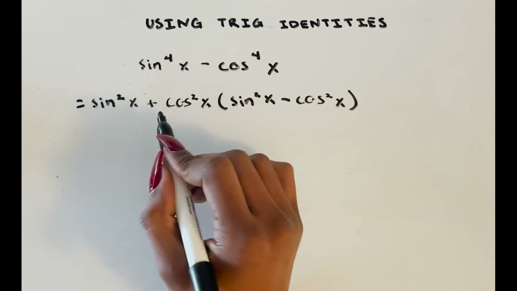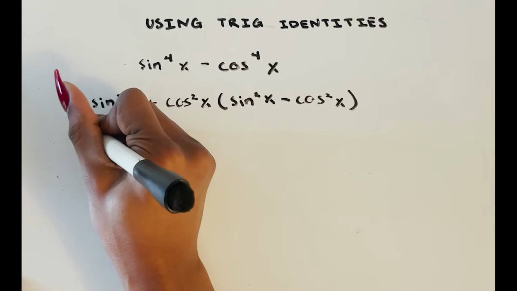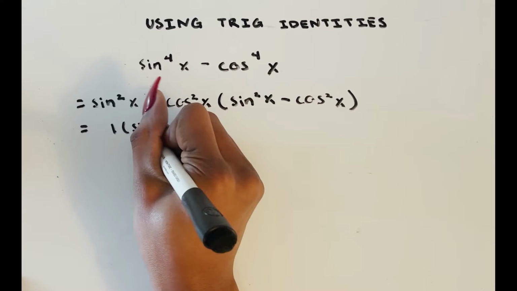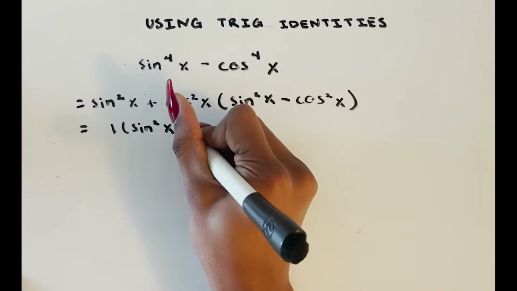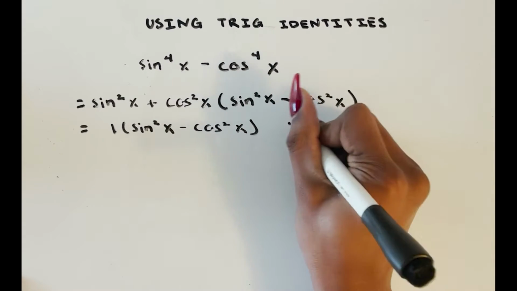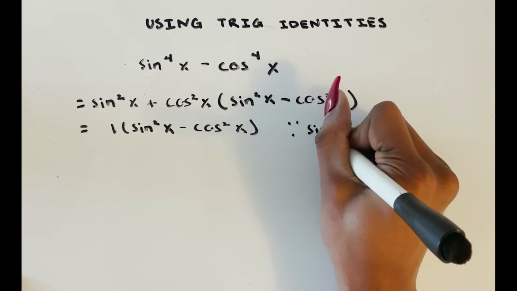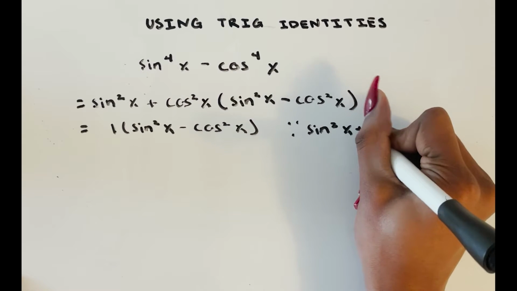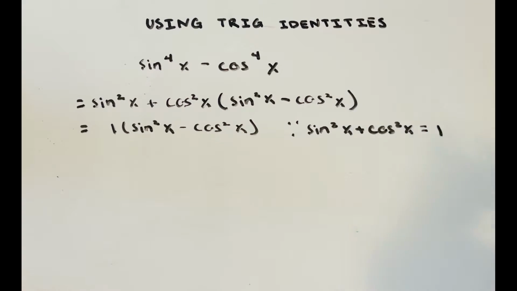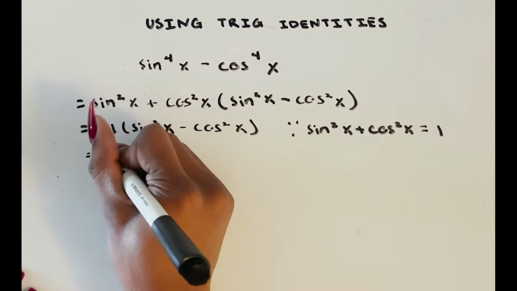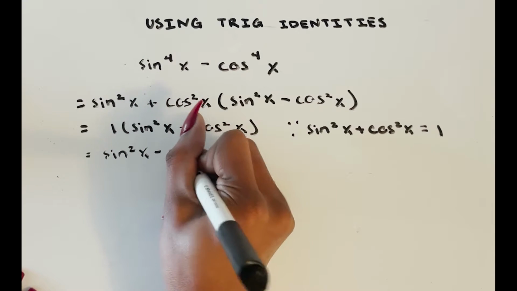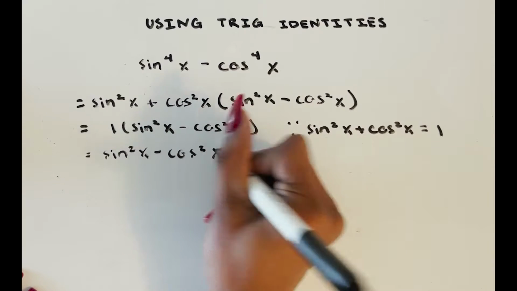Sine squared of x plus cosine squared of x equals 1. And so we can simplify this to 1 times sine squared of x minus cosine squared of x. And that is by our trig identity, sine squared of x plus cosine squared of x equals 1. So at this point, we're left with sine squared of x minus cosine squared of x.